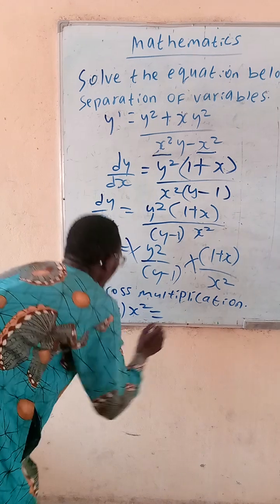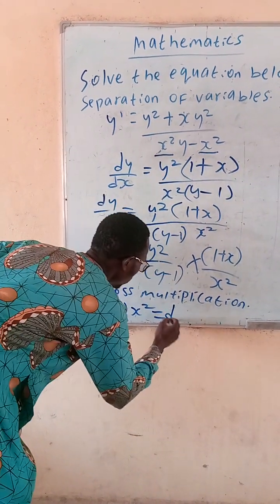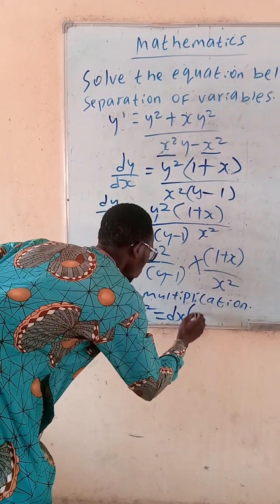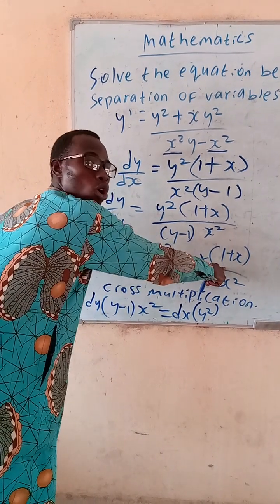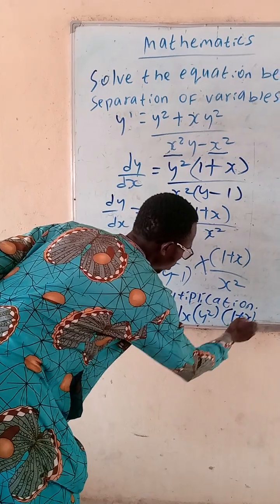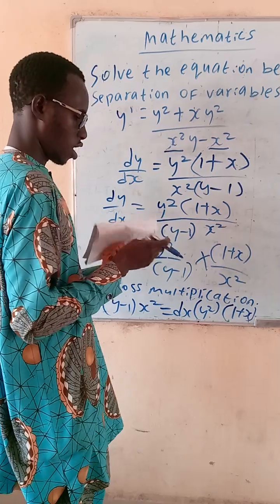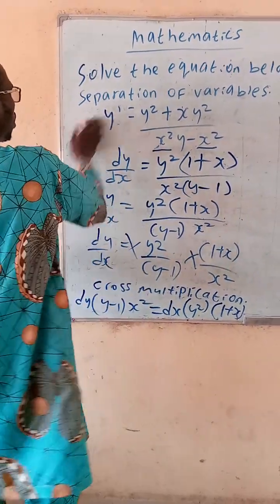It equals x multiplied by y squared multiplied by 1 plus x. Have you seen it now? So we have reached this point. What next? We are going to proceed further.